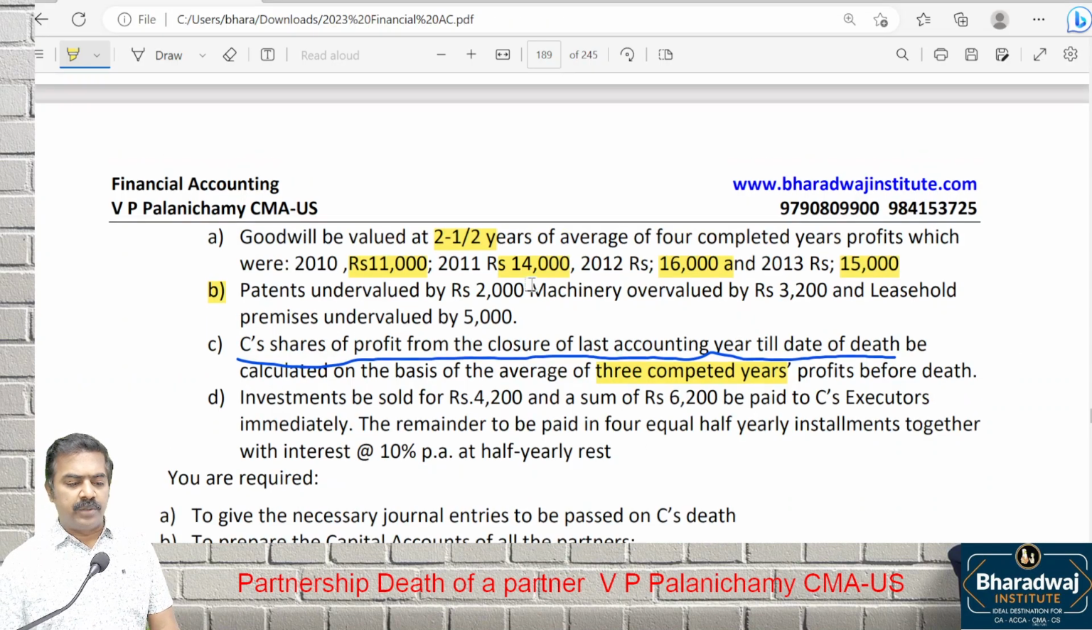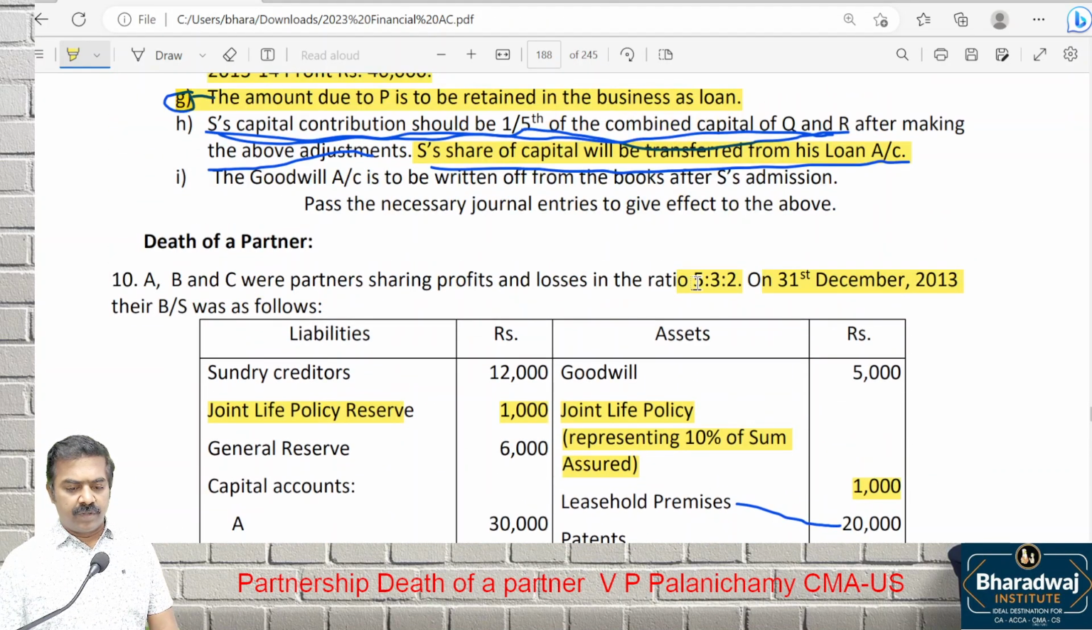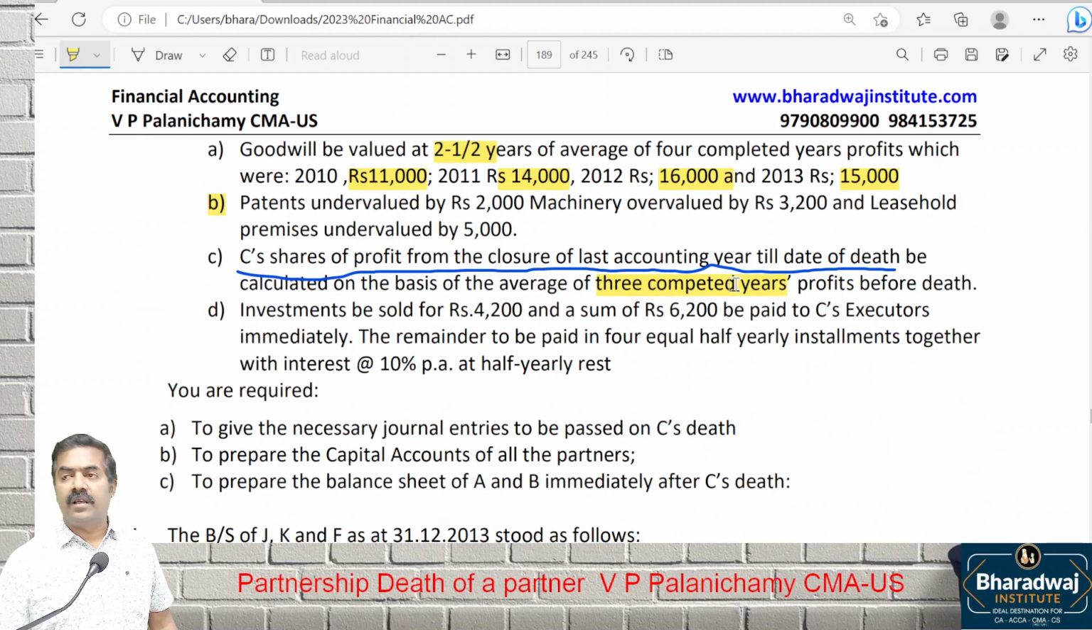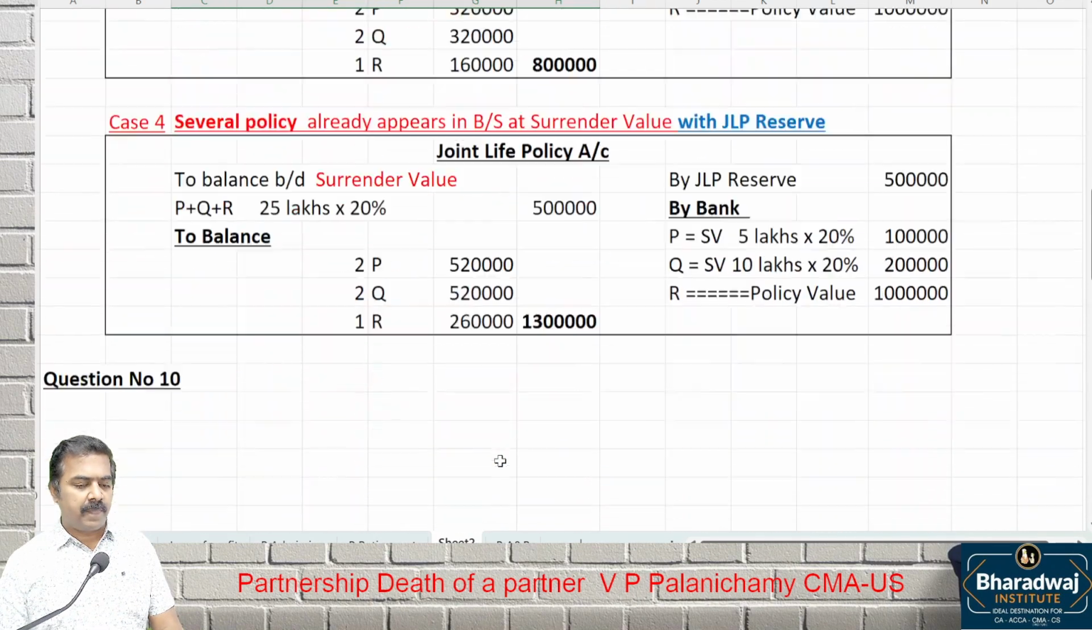What is the old ratio? 5:3:2. Who died? C died. Any new ratio given in the question? If no new ratio is given, don't take equal ratio. Only if the old ratio is not available, take equal ratio. Already 5:3:2 is available. Third partner died, then the other partners will continue in which ratio? 5:3 ratio. Start.